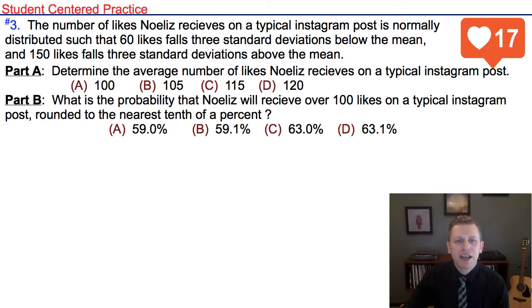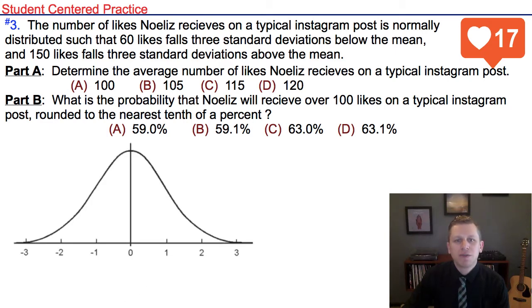To answer part A, I'm going to have to draw my normal distribution curve and think of the standard deviations along the bottom as an arithmetic sequence. Now let's fill in the information we know. We know that a score of 60 falls 3 standard deviations below the mean, and a score of 150 falls 3 standard deviations above the mean. I can use this information to find a standard deviation.